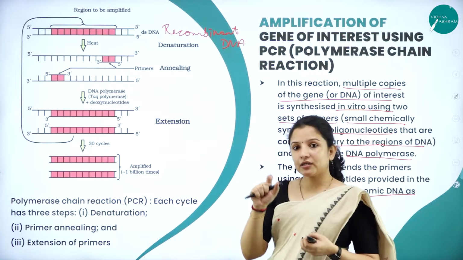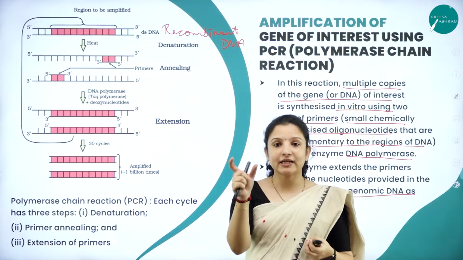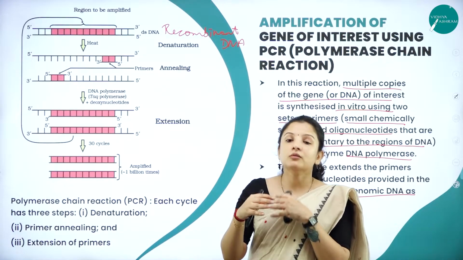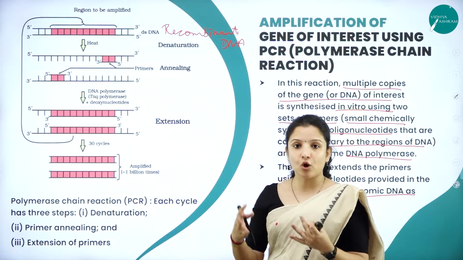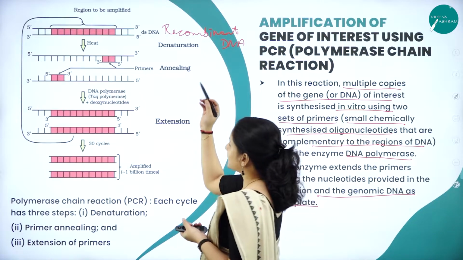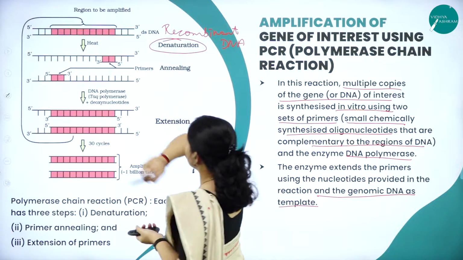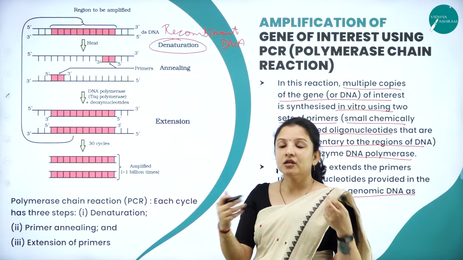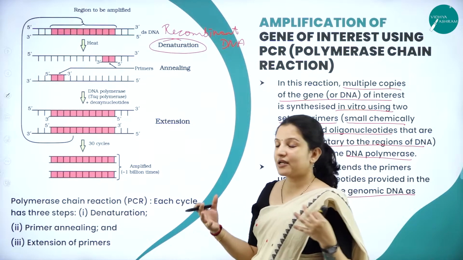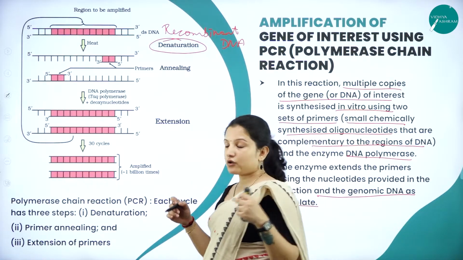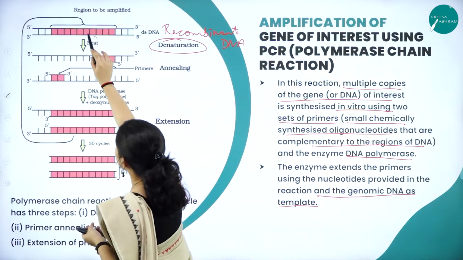So in that particular recombinant DNA, we need to select a region or that portion that has to be amplified, or that has to produce multiple copies of itself. So once it is selected, we need to denature it. Denature means we need to break it, right? So if we need to separate the strands, denaturation is required. So for denaturation, one of the best steps that they follow is heat.